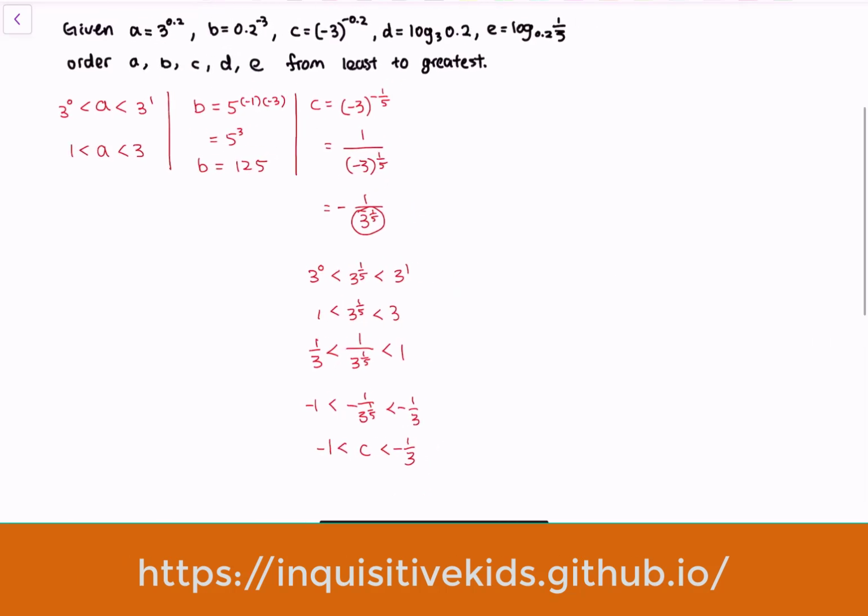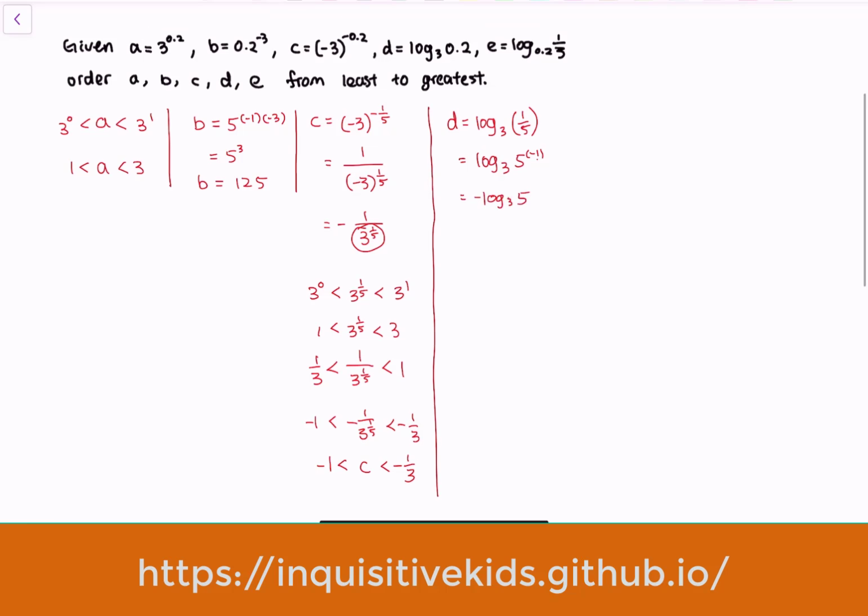Now on to d. d is equal to log base 3 of 1/5. This is equal to log base 3 of 5 to the negative 1st power. And using a logarithm formula, we know we can move this exponent of the argument to the front of the entire logarithm. So d is equal to negative log base 3 of 5.